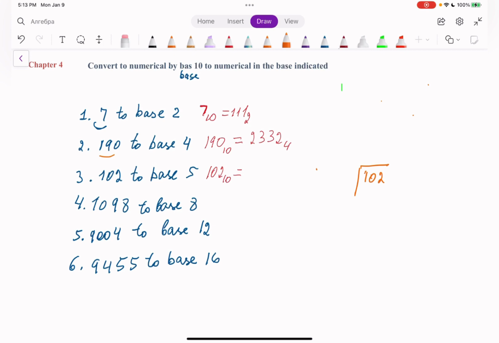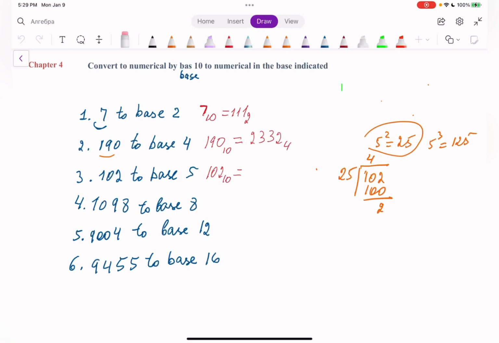5 to what degree will fit into 102? Let's check. 5 to power 2 is 25. 5 to power 3 is 125, which means 5 to power 2, 25, is going to be our number, because 125 is beyond 102. So we divide. How many times is it going to fit? 4 times. 4 times 25 is 100. The remainder is 2.